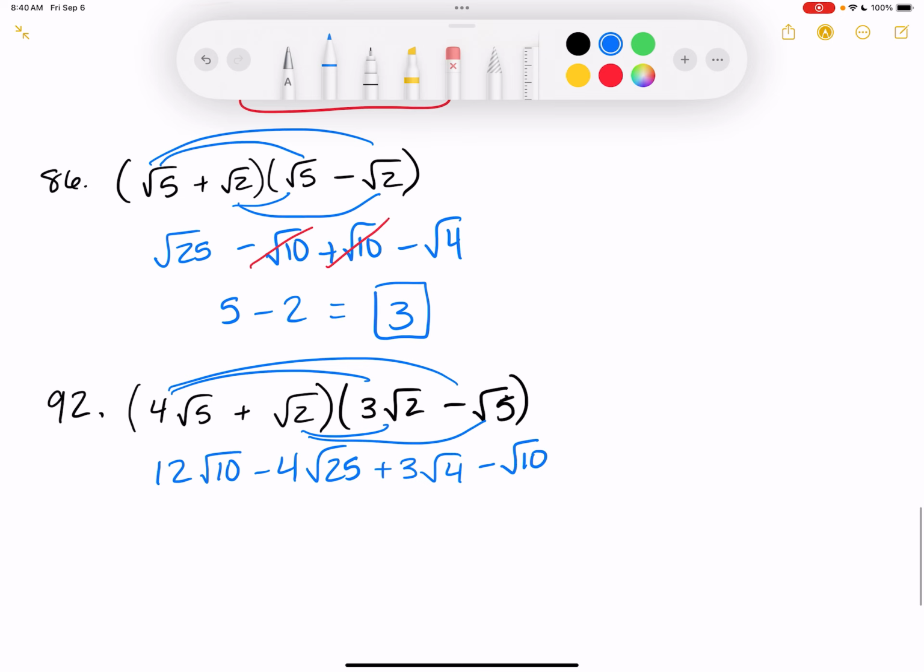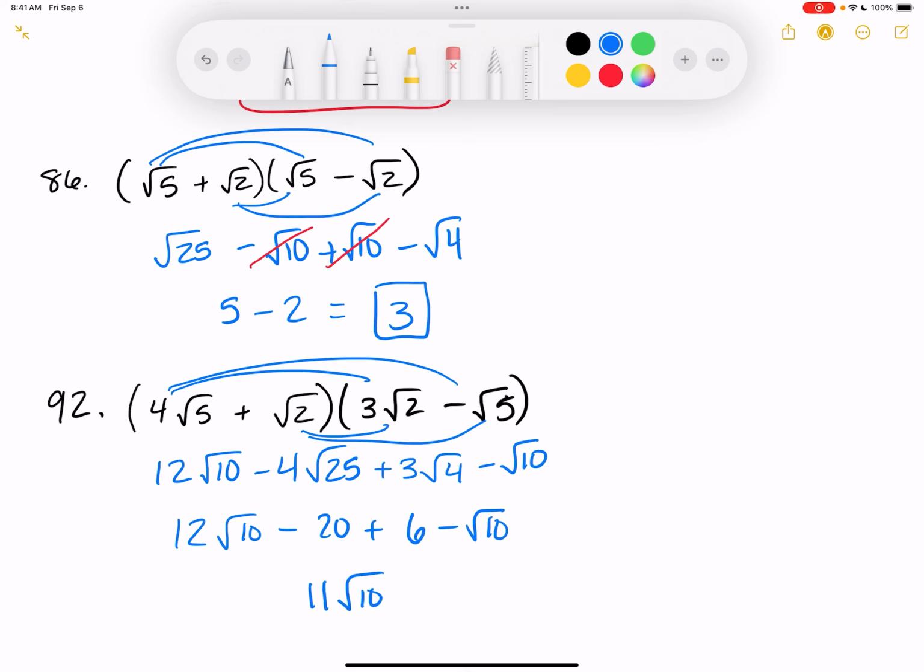But we'd have 12 root 10 minus, what is that going to become? 20. Plus, what does this become? 6. And then minus root 10. Now I need to combine like terms. So when I combine like terms, I'm combining the numbers that are by themselves, and then I'm combining the 12 root 10 and the negative root 10. So what does that give me? 11 root 10.